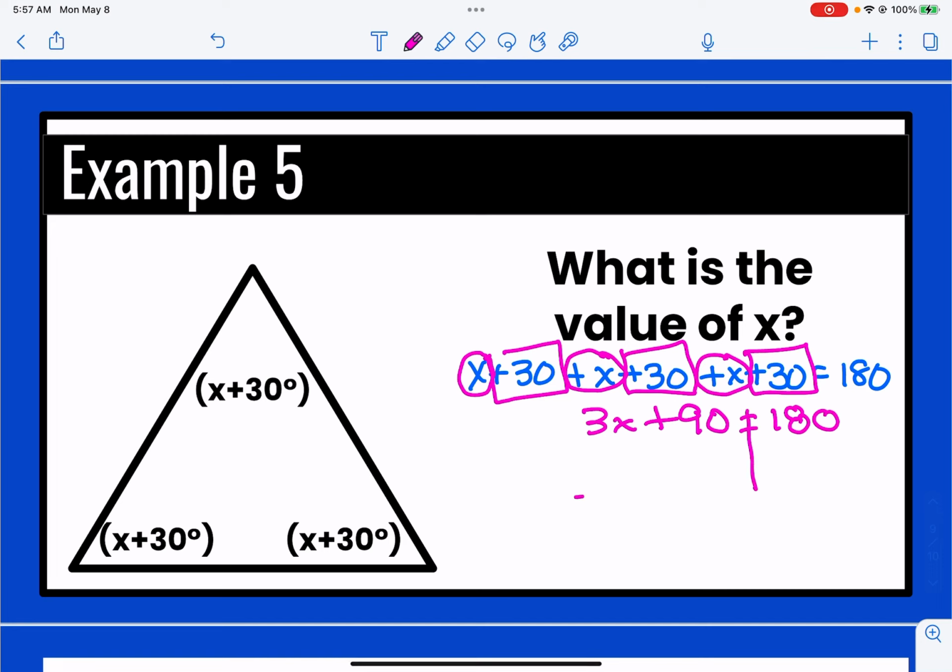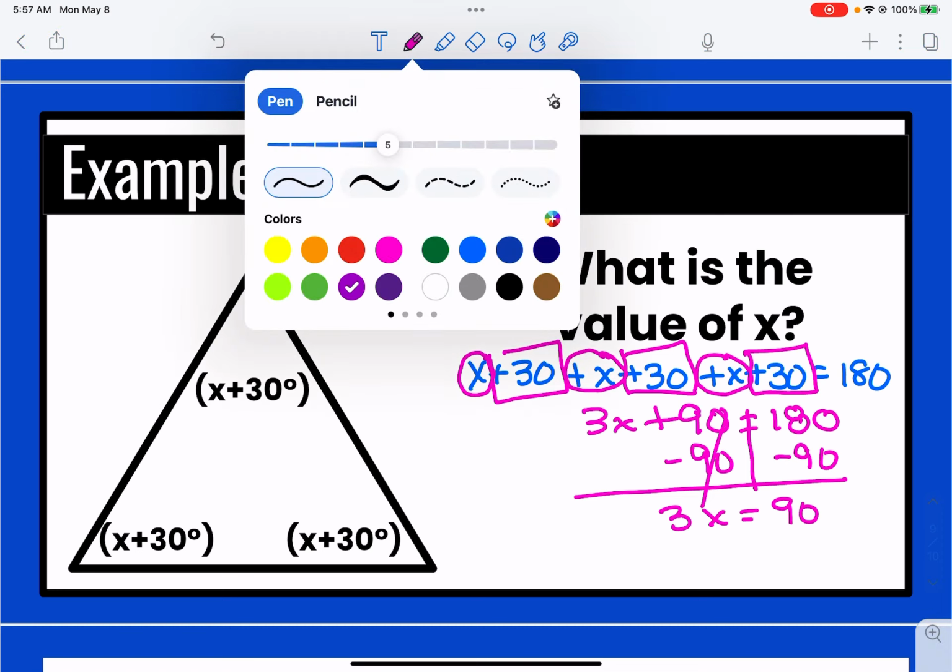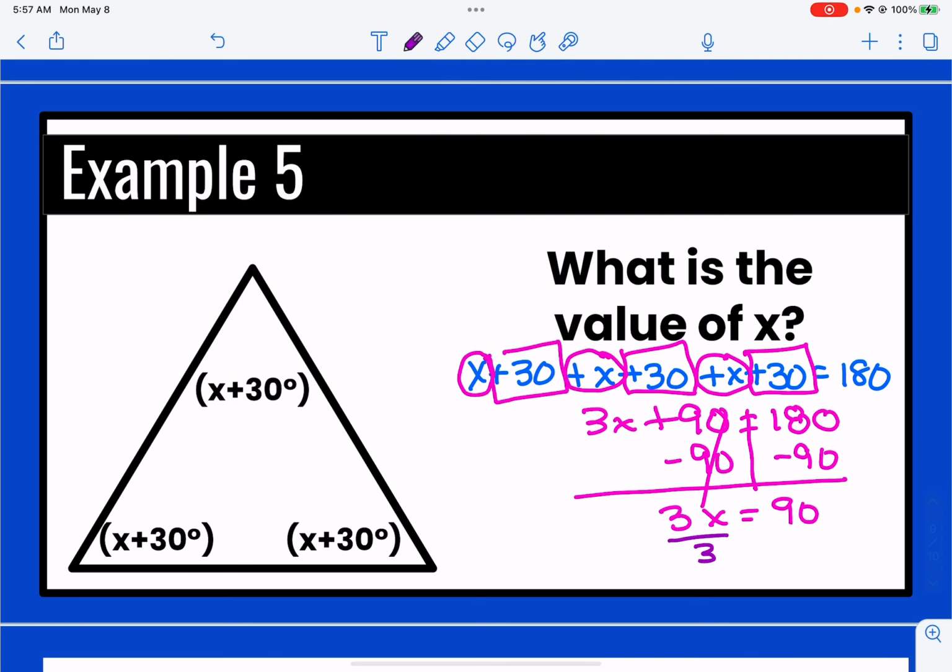So we're going to draw the wall. We're going to do inverse operations to isolate our variable. If I subtract 90 from both sides, I wind up with 3x equals 90. Now my x is not alone yet, so I'm going to do another step. I'm going to divide both sides by 3. I get that invisible 1 in front of the x, and it's 30.